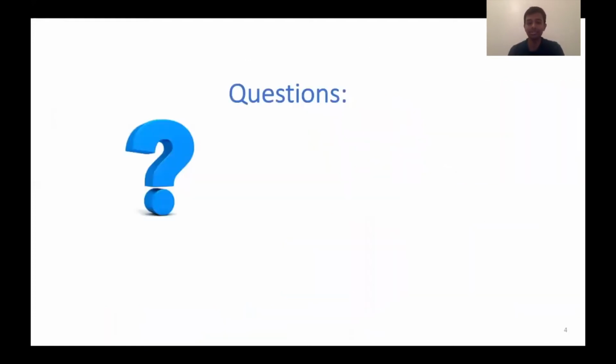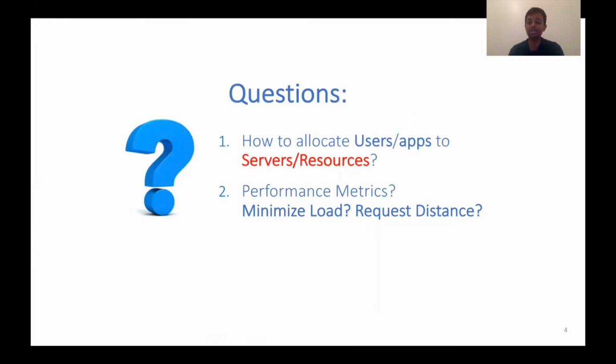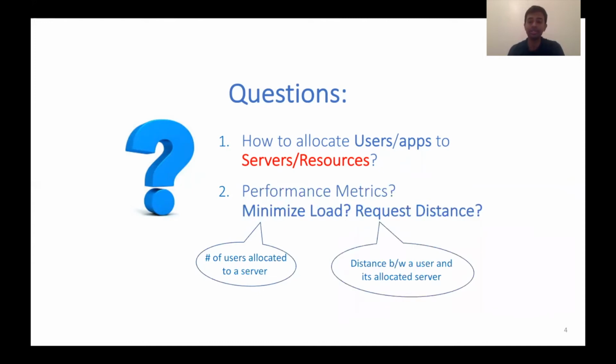So that brings us to the following set of questions. First, how should we allocate users or applications to servers or resources in a distributed service network? And the second question is, what sort of performance metrics should be considered to evaluate these allocation policies? One, we can try to minimize the load. Here, load is nothing but the number of users that are allocated to a server. And second, we can try to minimize the request distance, which is nothing but the distance between a user and its allocated server.